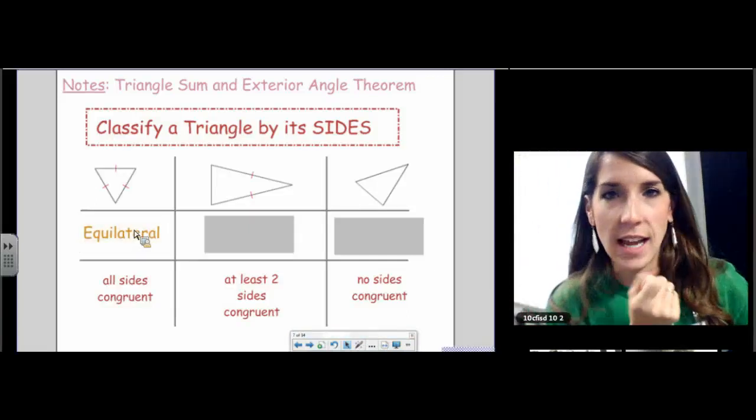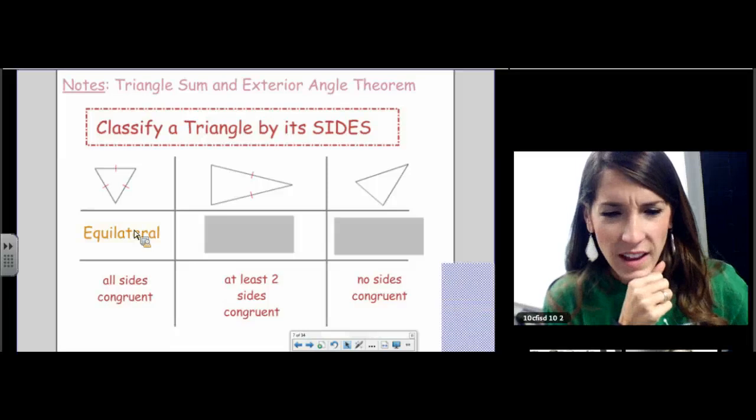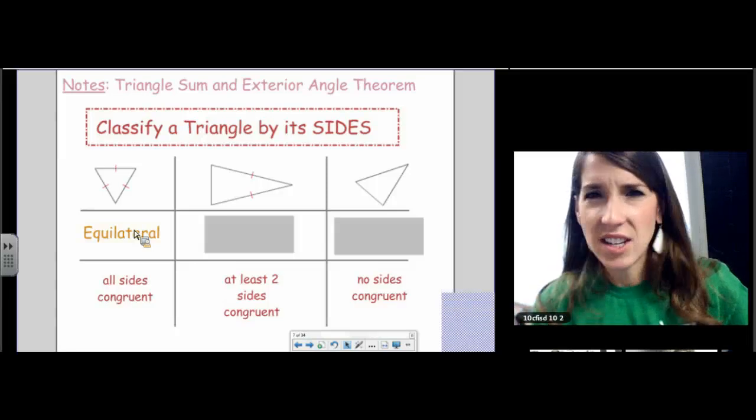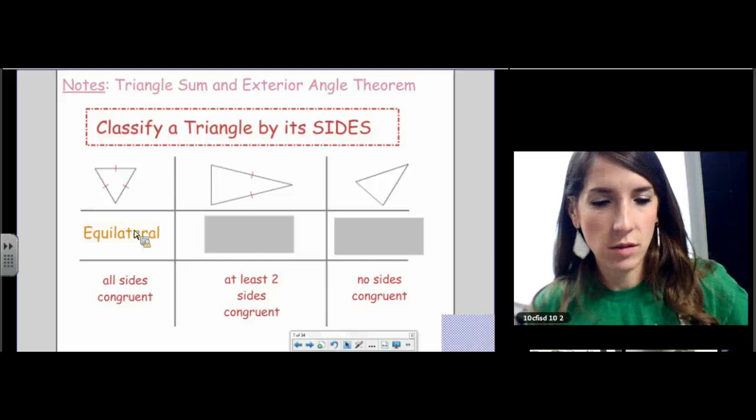Look at the definition for this second one. Are you looking at that? Is that kind of weird to you? It doesn't say 2 sides congruent. It says at least 2 sides congruent.